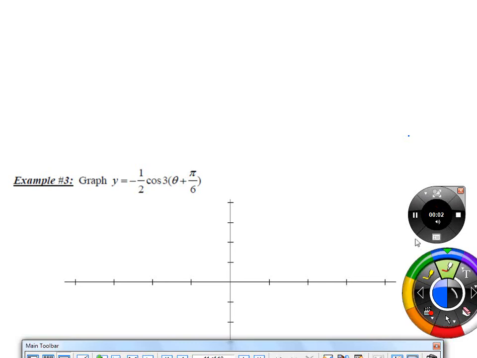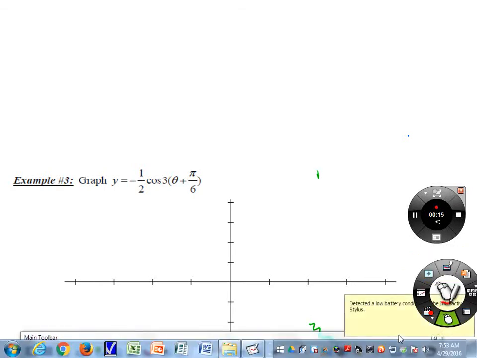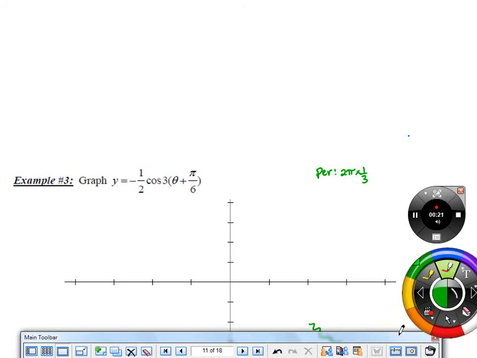Okay, so looking at the cosine graph, we're still going to adjust the period the same way that we did before. Just like the sine graph, the period of the cosine graph is normally 2 pi, and it's going to be multiplied by this horizontal compression of 1/3 because of this 3 right here. So our period's going to be 2 pi over 3.